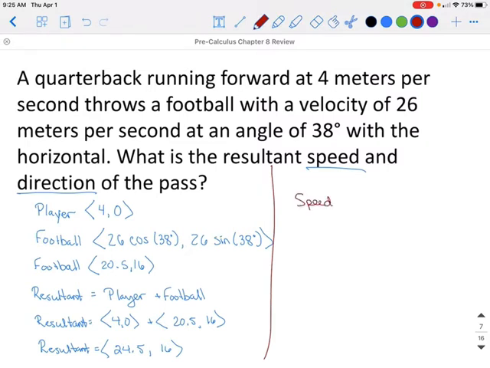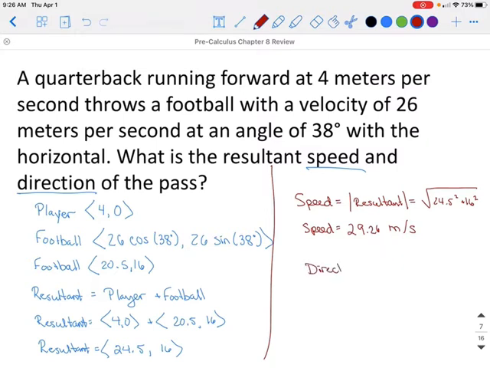Now speed, in this case, is the same thing as the magnitude of our vector. And remember, to find the magnitude, you're just going to take the component form and you're going to square each piece and add them together. So we're going to do 24.5 squared plus 16 squared. And if you put that into your calculator, we're going to see that the ball is traveling at a speed of 29.26 meters per second.